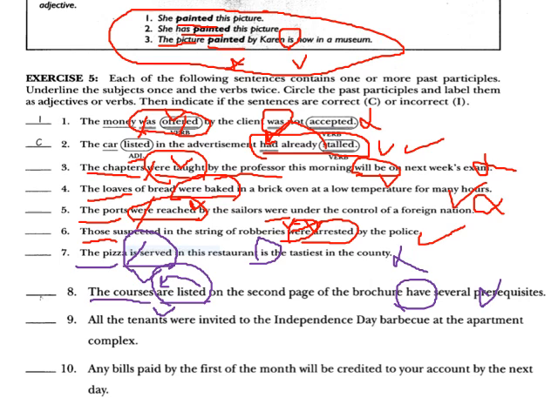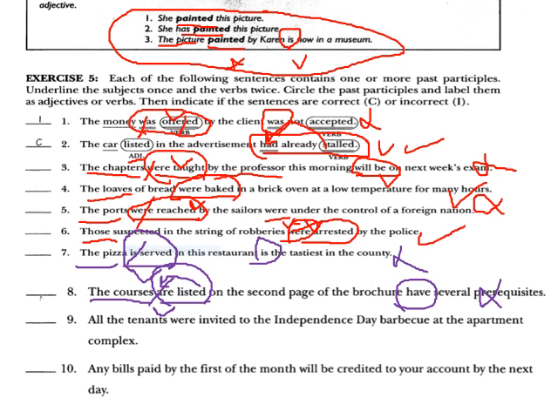So the sentence is incorrect because of the extra verb. Fine. Now to make it correct, what do we do? We remove are. So simply, it becomes the courses listed in the second page have several prerequisites. This way our sentence becomes correct. Fine.